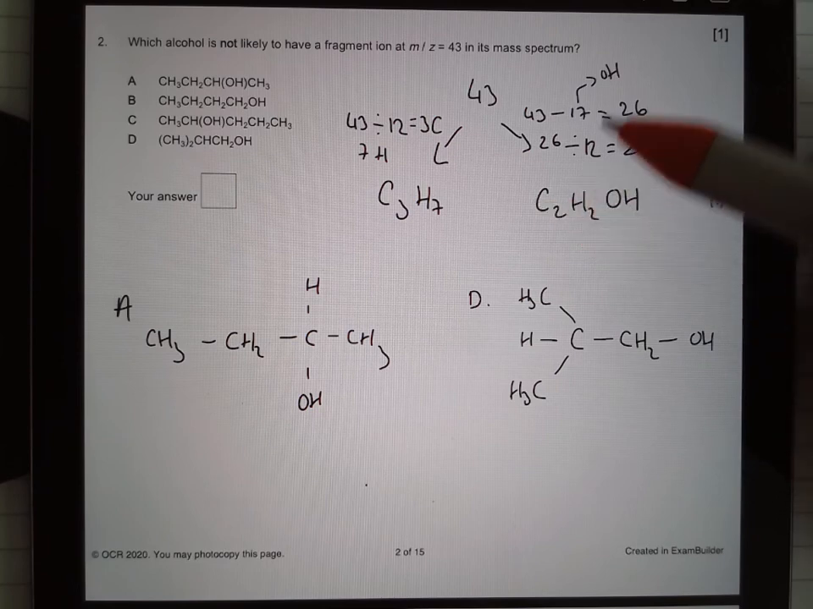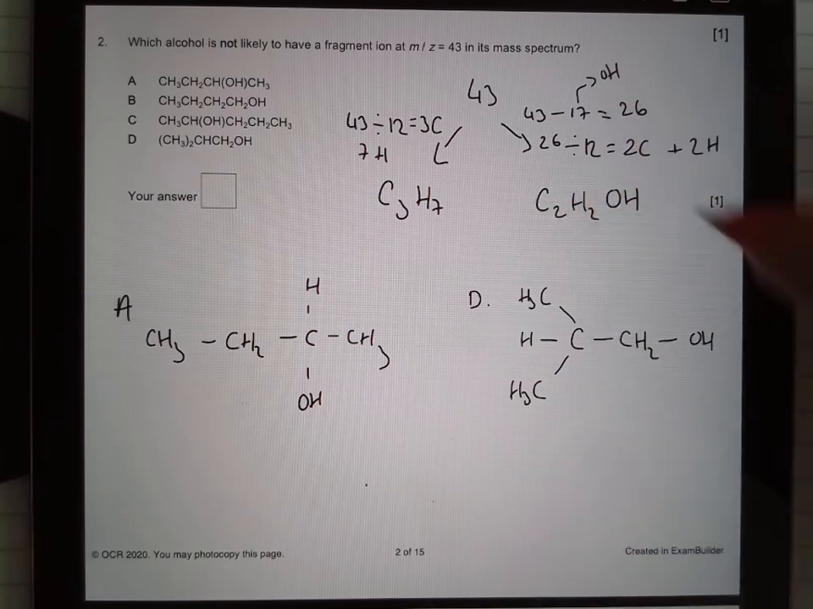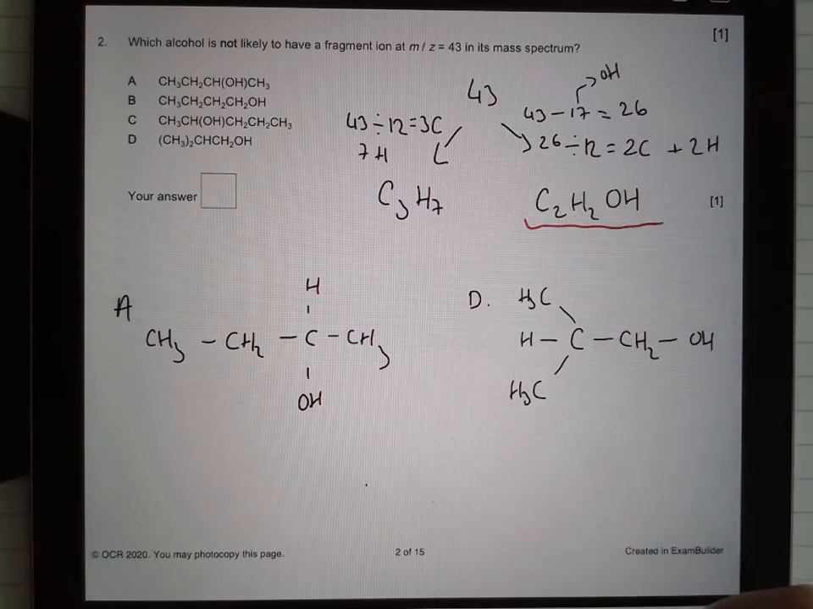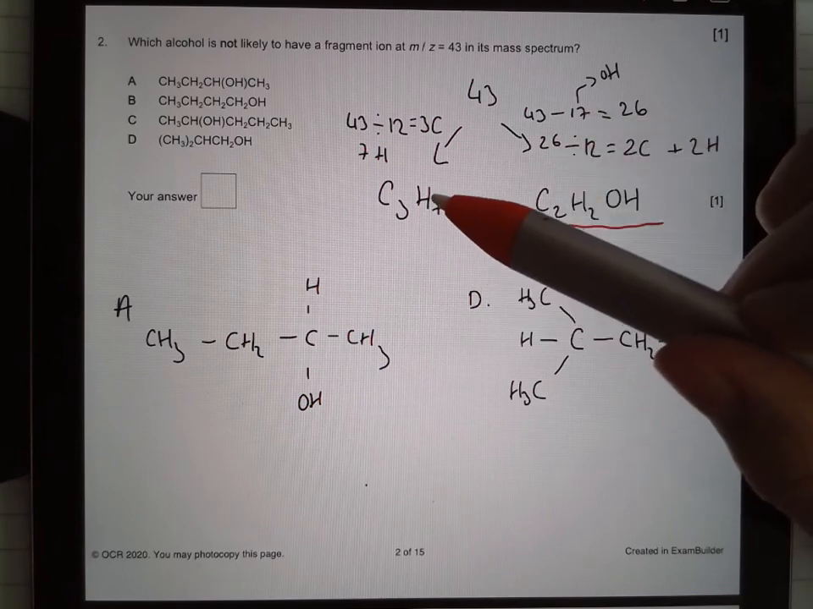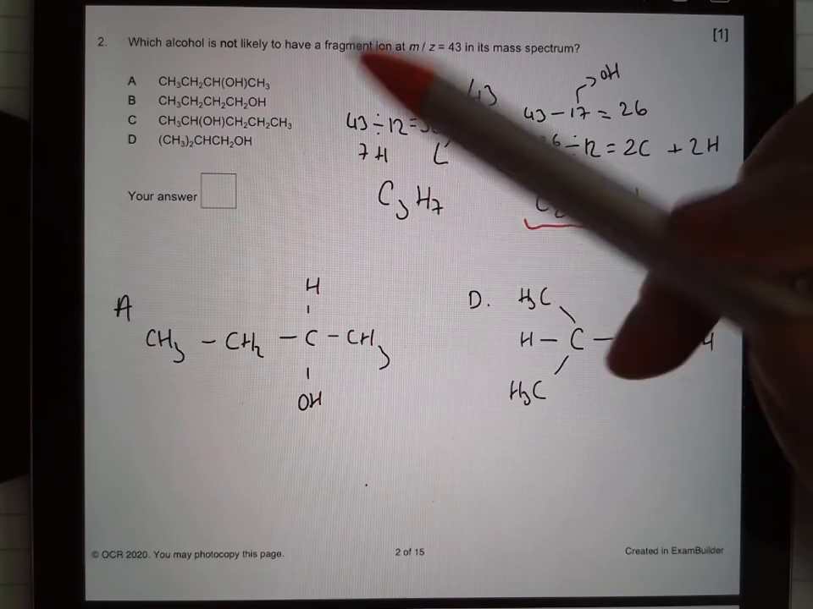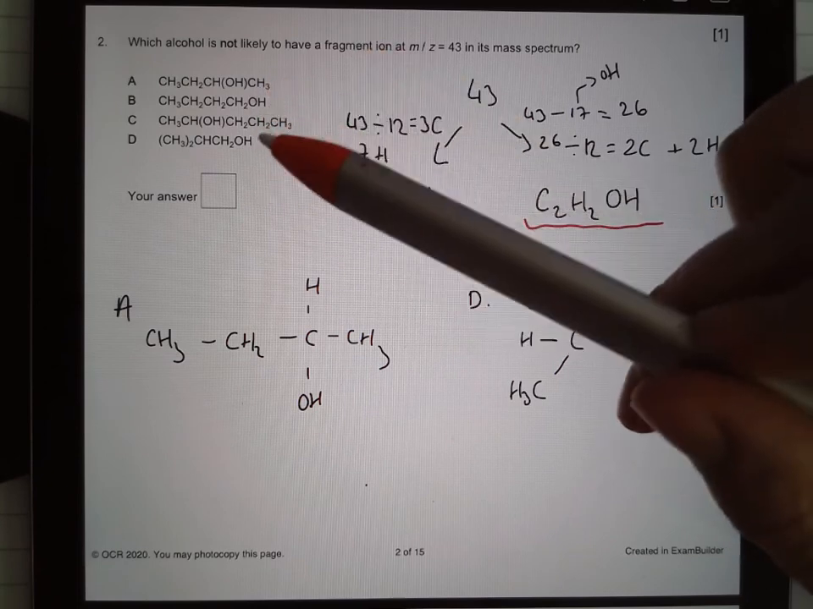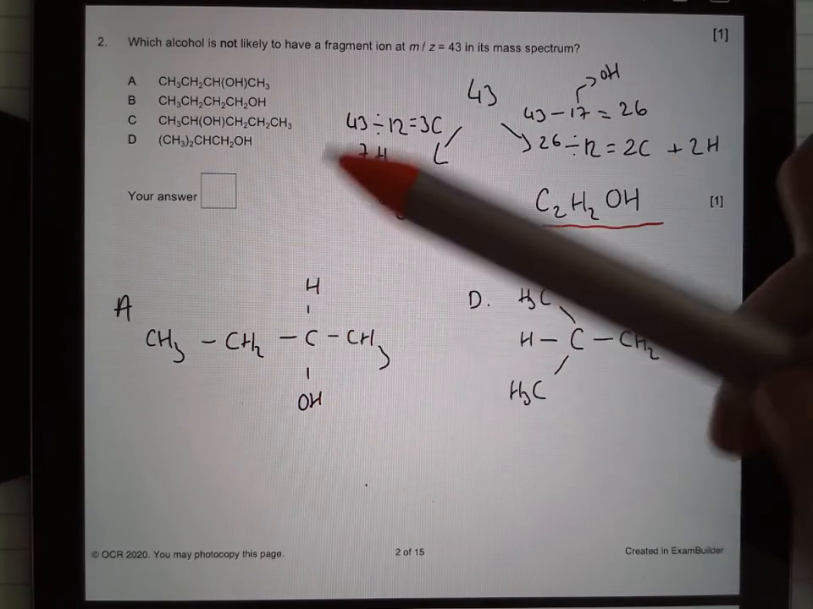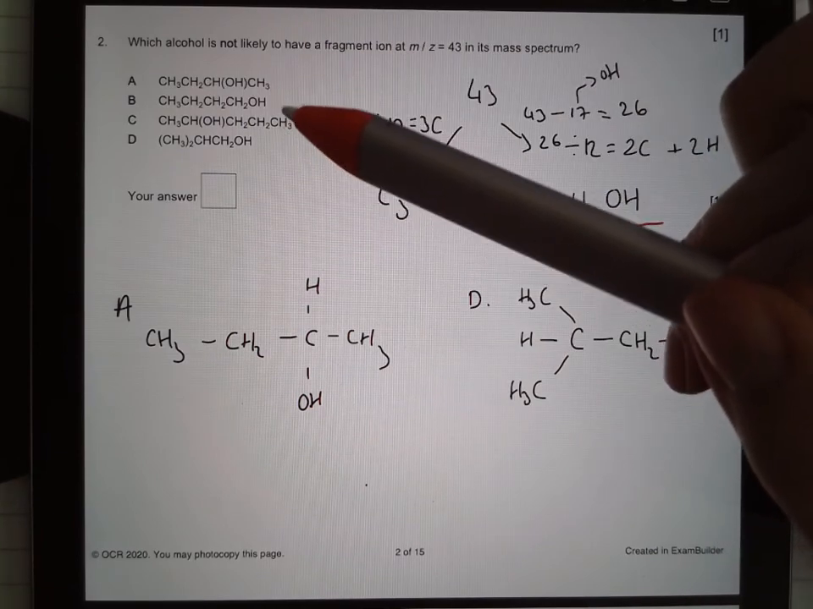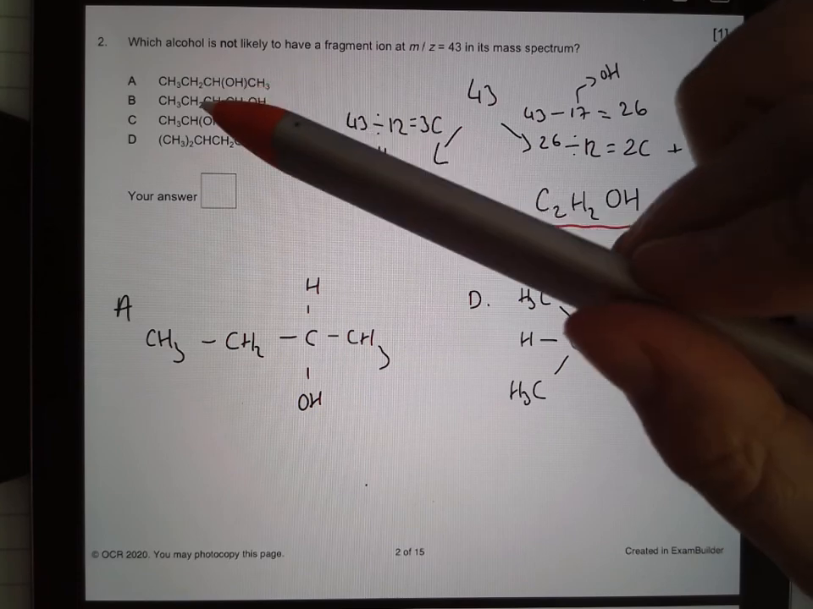So this fragment here would be incredibly unlikely, especially at A level, you'd have to break multiple bonds to end up with a fragment like this, whereas C3H7 would be a very common fragment. So I'm now going to look at my different molecules and see if any of them have a C3H7 that I can easily break off as a fragment. Okay, I'm going to start with A.